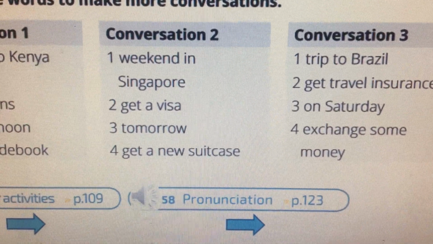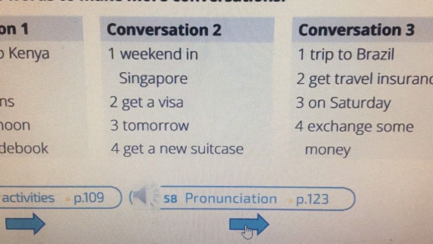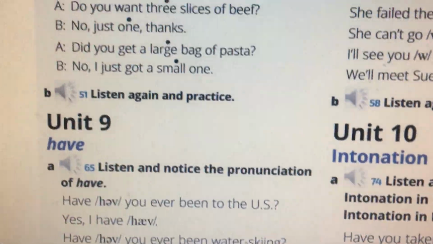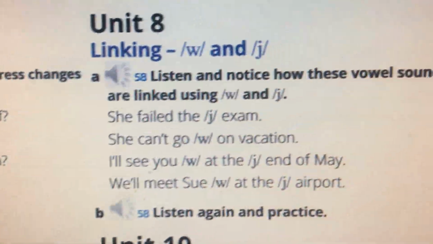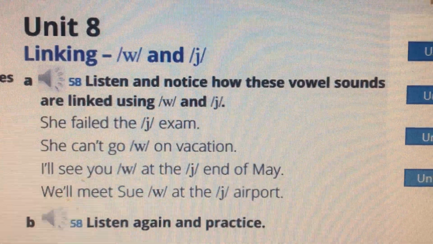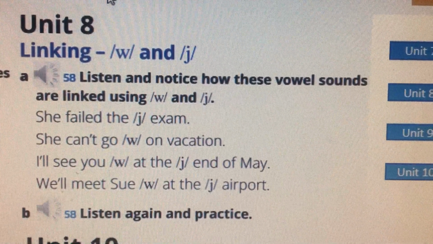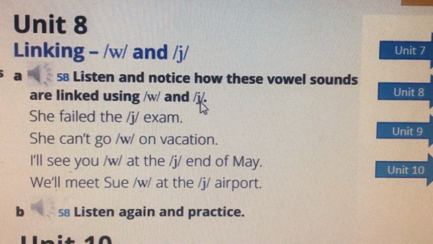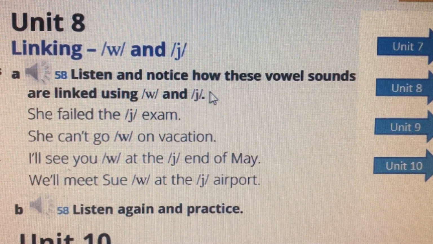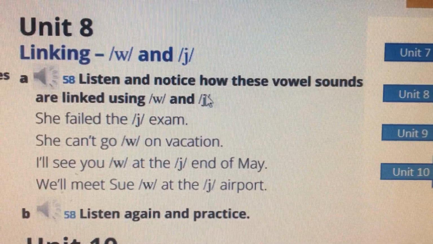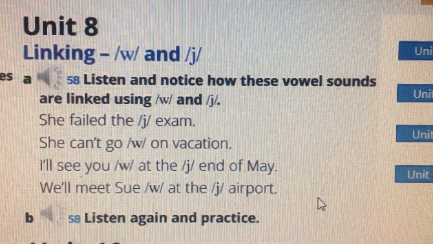All right, let's go to the last part. Pronunciation on page 123. Say we're on unit 8. So we'll look at linking. Notice how these vowels are linked using the W sound, W, and the J sound, Y. W and Y. Okay, so let's listen. Unit 8, page 123, Pronunciation.